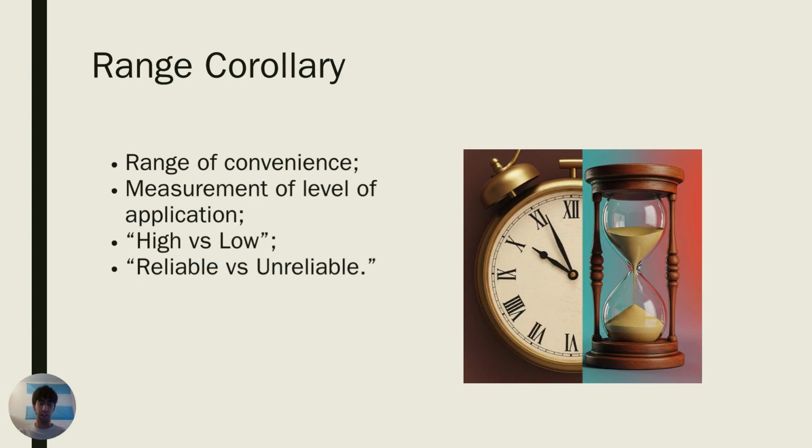Then the range corollary. In this one, Kelly said that every construct has a range of convenience. Range of convenience is basically a measurement of the level of application of constructs. So it would have a high range of convenience if the construct is applicable to many things, such as reliable, unreliable, that you can apply it to almost everything. And if it has a low range of convenience, it means that you cannot apply it to many things, such as short and tall. That you can apply maybe to a person, like a basketball player, or maybe a building or something, but not to many things really.